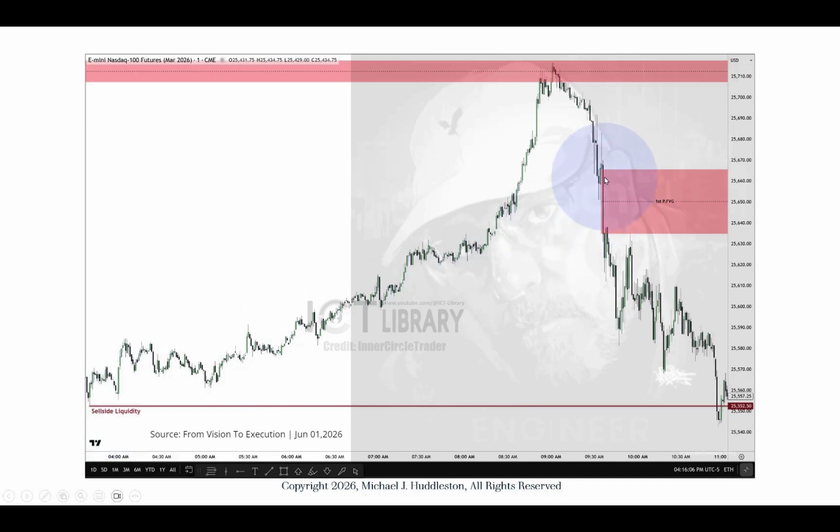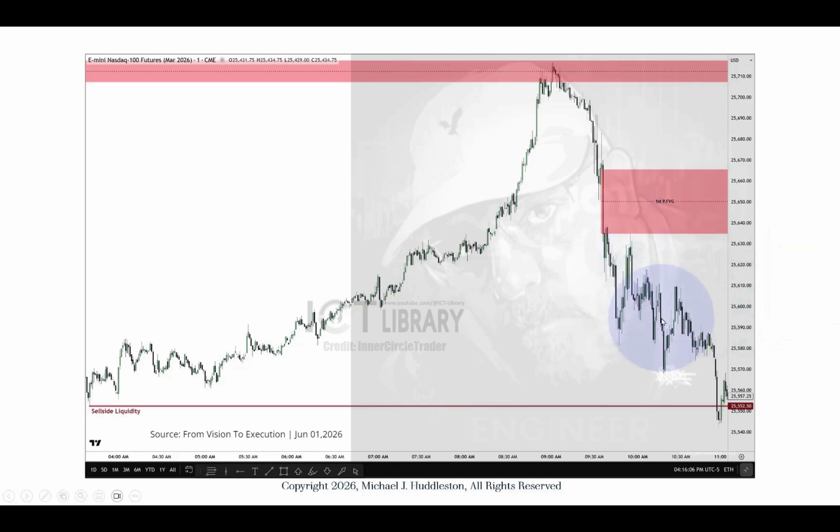We have the displacement here. So that's the first presented fair value gap after 9:30. And the market uses it here and here. And then we start getting into this back and forth type price action. This is classic of the holiday season.